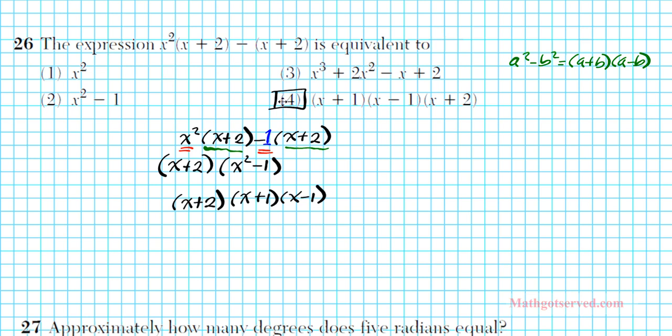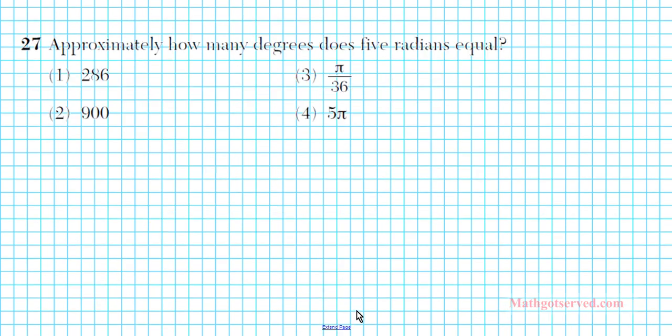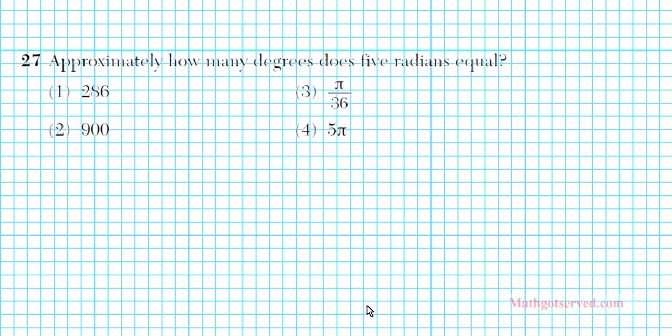Okay, let's move on to the last problem in the multiple choice problems for this review series. It says, approximately how many degrees does 5 radians have? So we know that pi radians over 180 degrees is equal to 180 degrees over pi radians, and is equal to 1. So we're going to be making use of one of these conversion factors to change 5 radians to degrees, right?